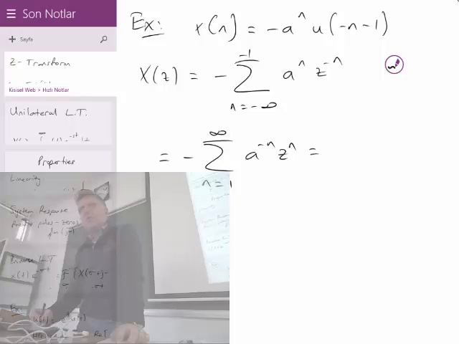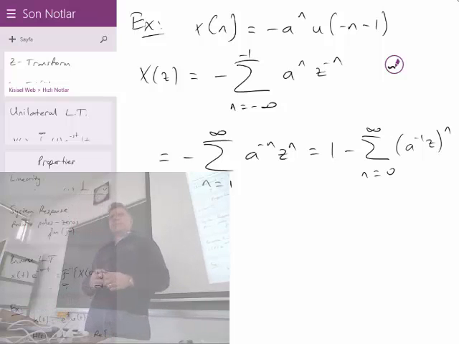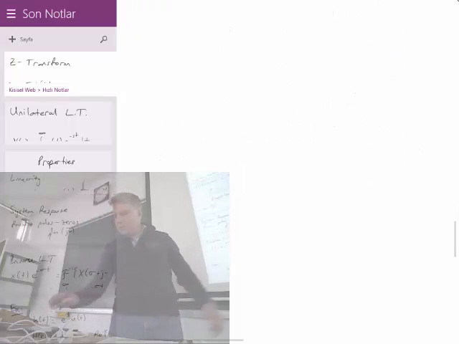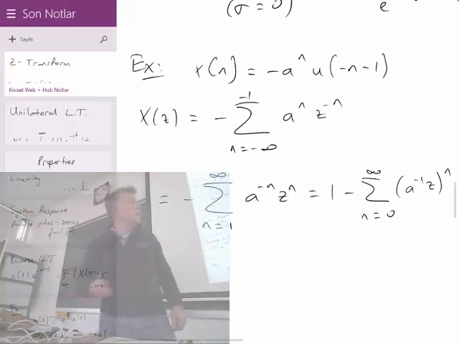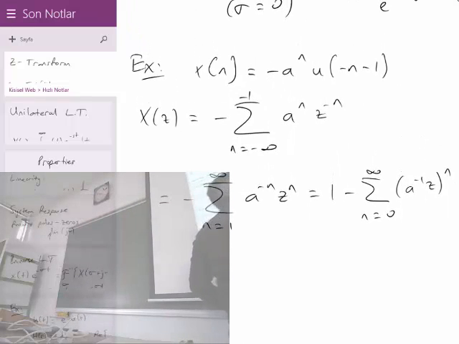And since it starts from 1, it misses one term, and that one term is equal to 1, because when n is equal to 0, z to the 0 will be 1, and a to the 0 will also be 1. So we can write it like this: n from 0 to infinity, a inverse z to the power n. This new extra term of 1 comes from the fact that I have to eliminate the one which starts from 0, and I have to put it back.